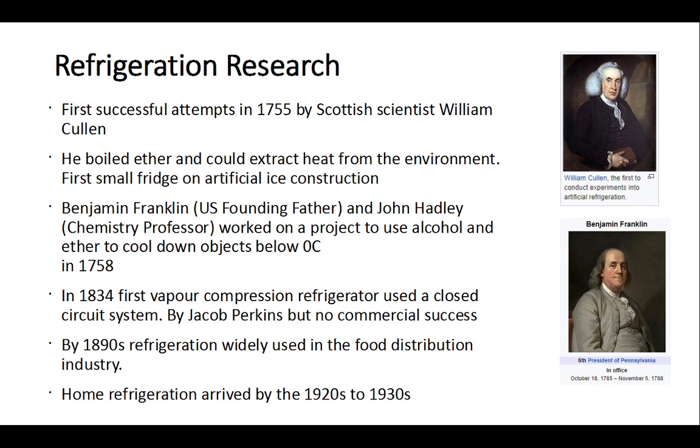Next one, refrigeration research. These are the two guys which were crucial in that. I just wanted to give you an idea of when it all started. So we've got an attempt in 1755 by William Cullen, a Scottish guy, and he boiled ether and could extract heat from the environment. So he created his own small fridge, an artificial ice construction. So that's sort of the first experiments in the 1700s.